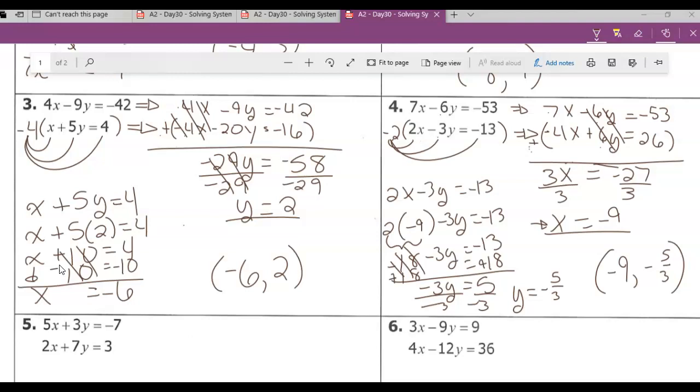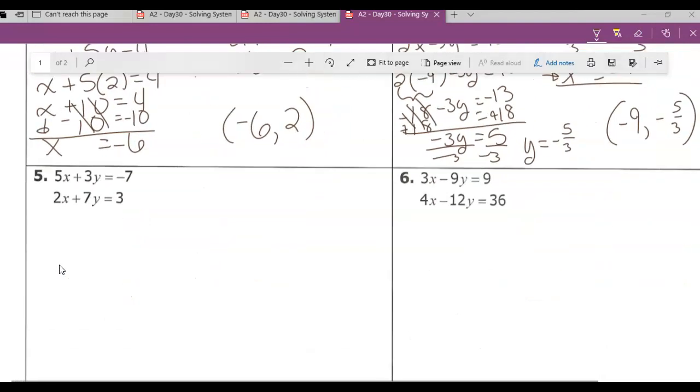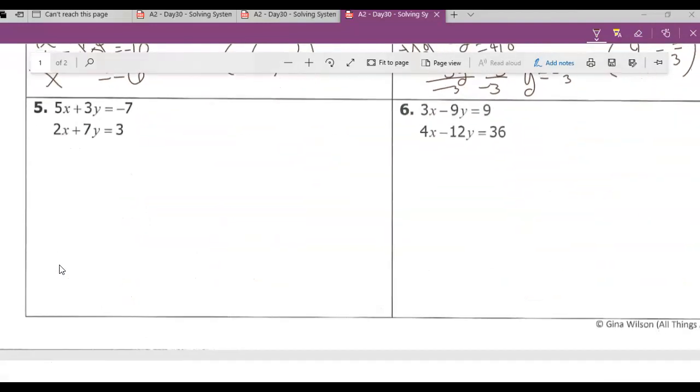Let's go on to the next two examples now. Number 5. I'm looking for any common factors between the x's and the y's. And it looks like the best thing to do would be to get rid of the x's by making one of them a group of positive 10x's and another one a group of negative 10x's. You have to know your times tables in order to get the manipulation just right.